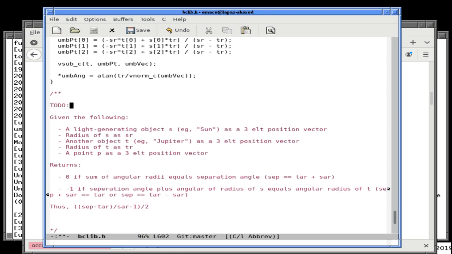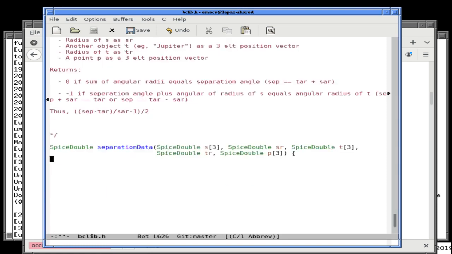To do: could always make P the origin. At some point in the future we might come back to that, but we'll do it this way for right now. Okay, so the first thing we need to know is the angular separation. To get that we will need a temporary variable here, SpiceDouble. Oh, this is actually really ugly because we have to do two vector subtractions. Or do we actually? Let's see, we have to subtract S minus P and T minus P, and take the angle between those two.